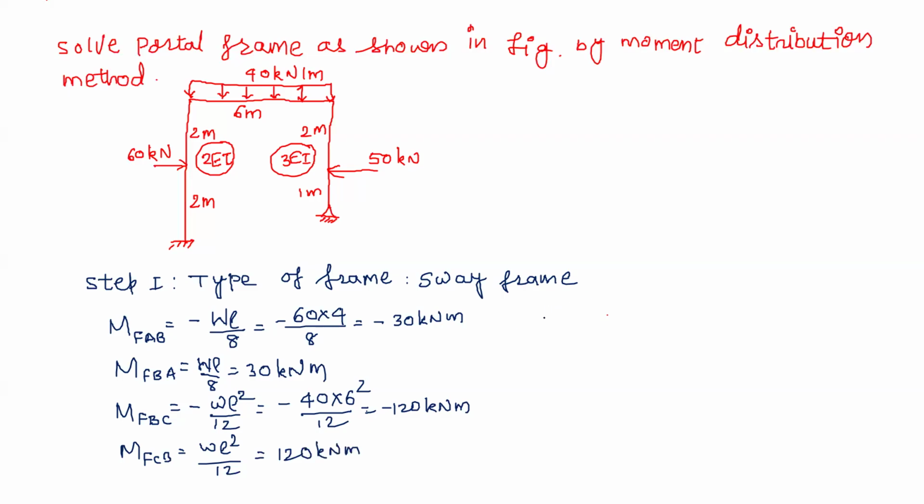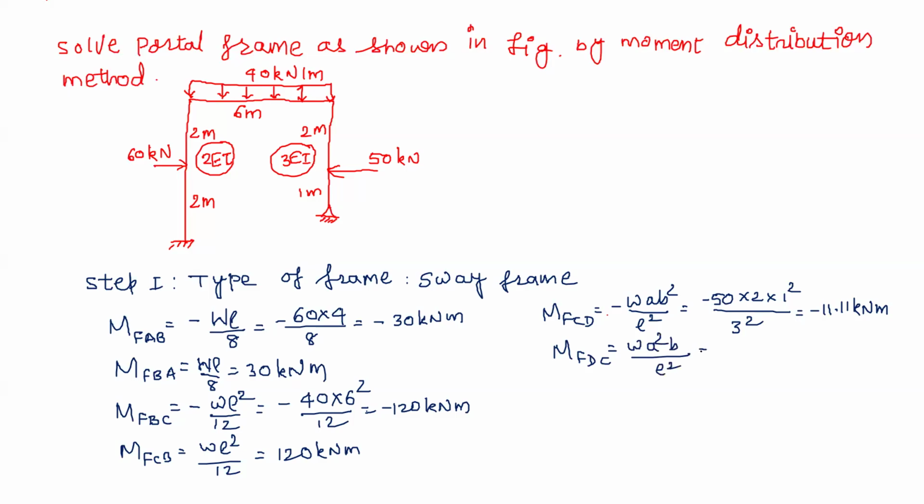Now, if you switch over to the last span, MFCD, which will be minus W A B square upon L square, equal to minus 50 into 2 into 1 square upon 3 square. This comes minus 11.11 kilonewton meter. And MFDC, we have W A square B upon L square, which will be 50 into 2 square into 1 upon 3 square, which will be 22.22 kilonewton meter.